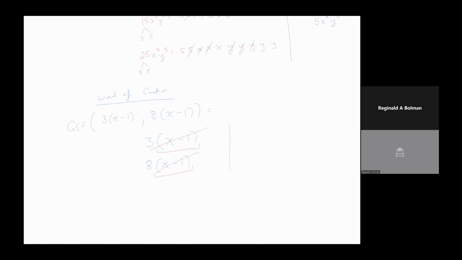The thing of it is that x minus 1 is its own independent term, meaning if you knew what x was, you would know what x minus 1 would happen to be. In this instance, x minus 1 is treated as though it's its own independent number. And since these numbers are in common, if you were to calculate the GCF of 3 times x minus 1 and 8 times x minus 1, the only thing in common is going to be the x minus 1 term.